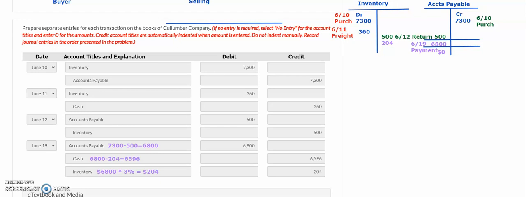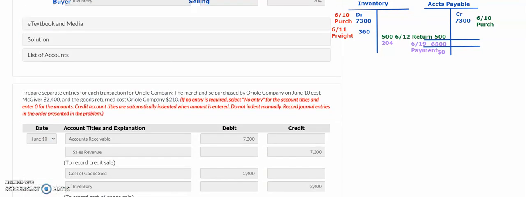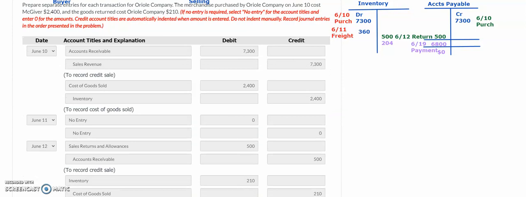All right. So the next part of this problem is we're going to record the journal entries, but this time we're going to be looking at it from the point of view of the seller. So now we're going to record our journal entries for Oriel Company. And the main things that are a little bit different is that the merchandise purchased only cost Oriel Company $2,400, and the goods returned cost Oriel Company $210.